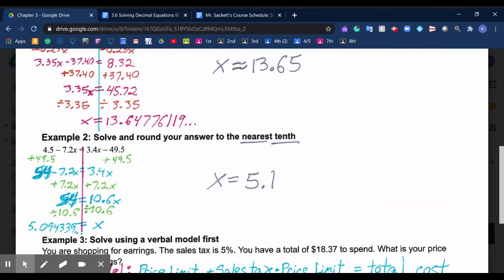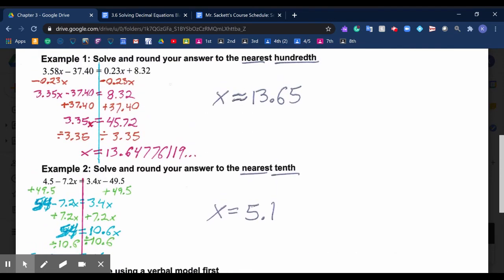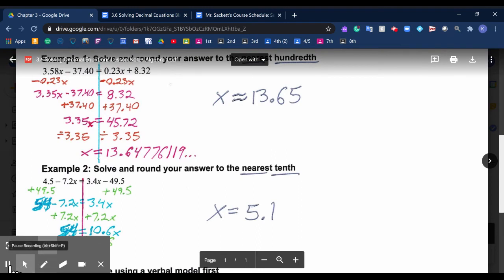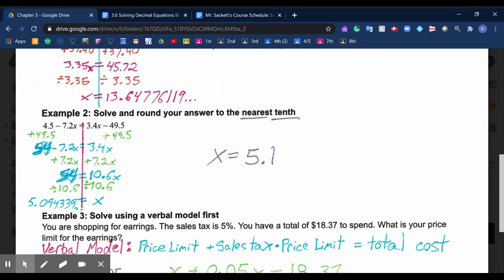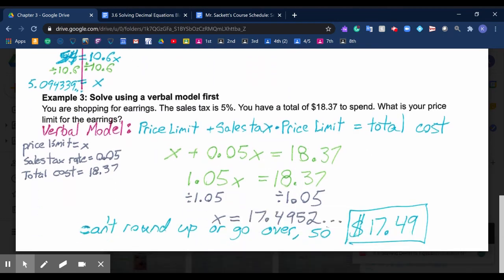So again, if you're simply dealing with solving for a variable in an equation setup, you follow the same rules that you did for all of our whole number equations or fraction equations, and then you round in the very last step. Our third example is dealing with a word problem.